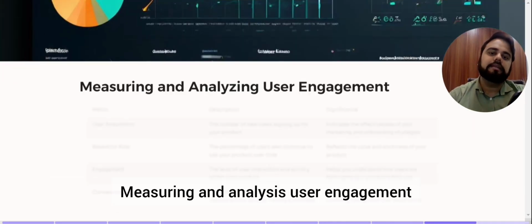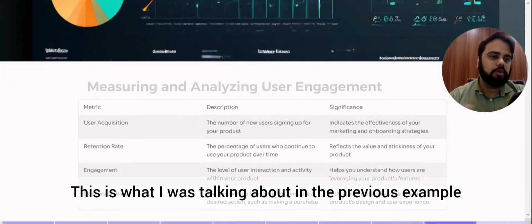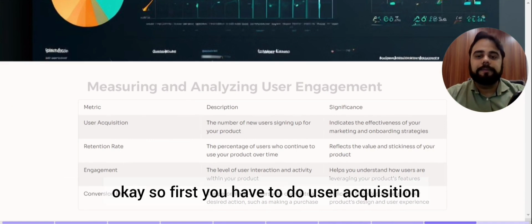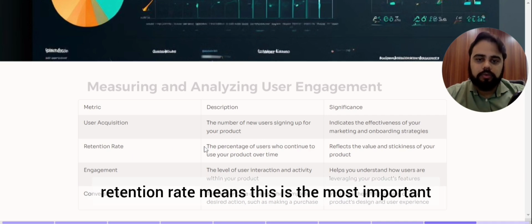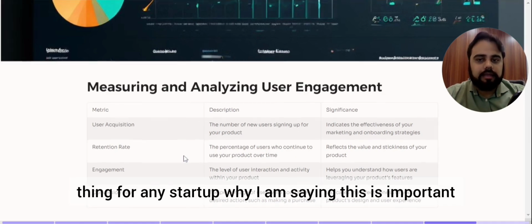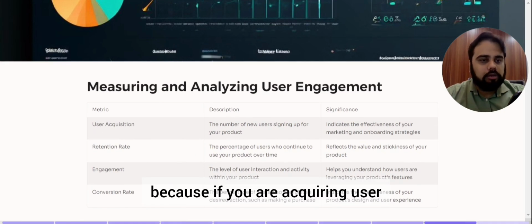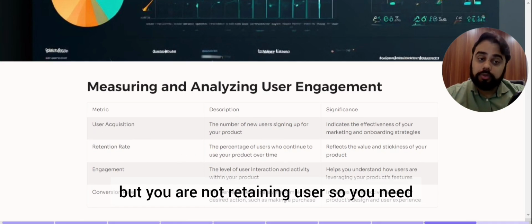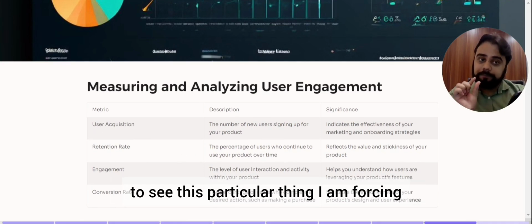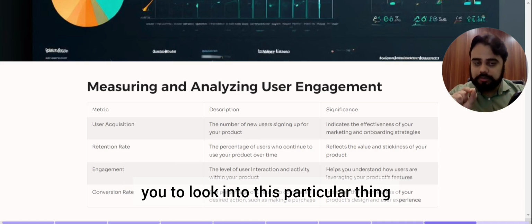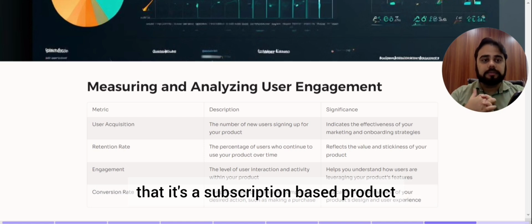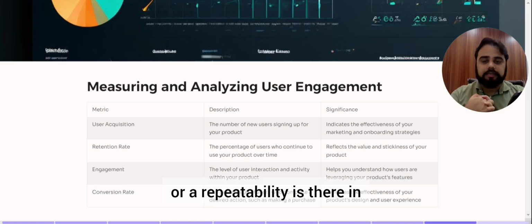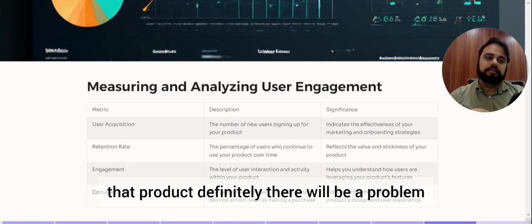Okay, measuring and analysis user engagement. This is what I was talking about in the previous example. Okay, so first you have to do user acquisition, number of new users signing up for your product. Retention rate, this is the most important thing for any startup. Why I am saying this is important? Because if you are acquiring users but you are not retaining users, you need to see this particular thing. If your product is not designed in such a way that it's a subscription based product or a repeatability is there in that product, definitely there will be a problem.